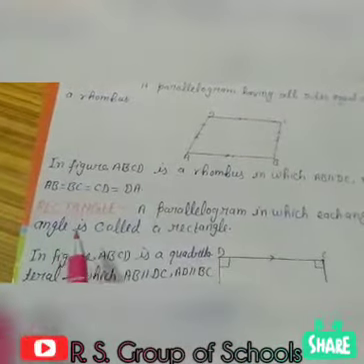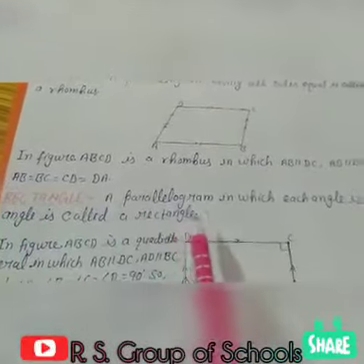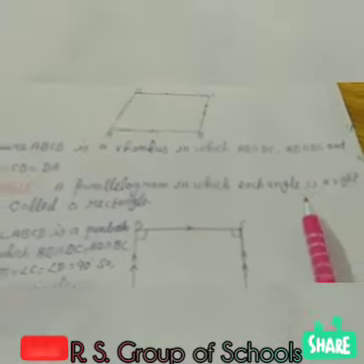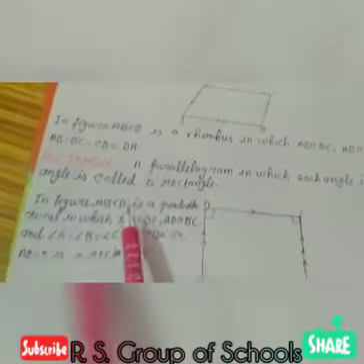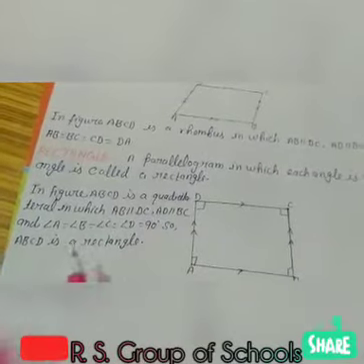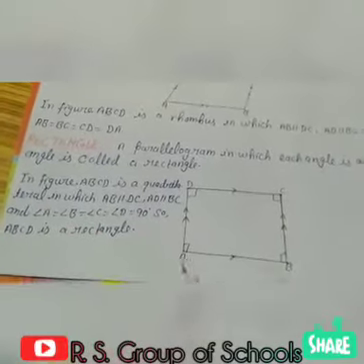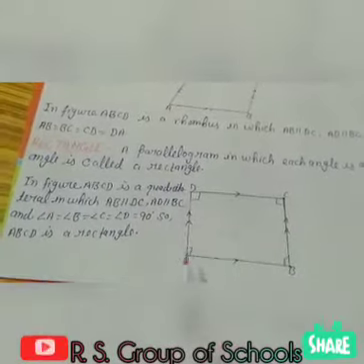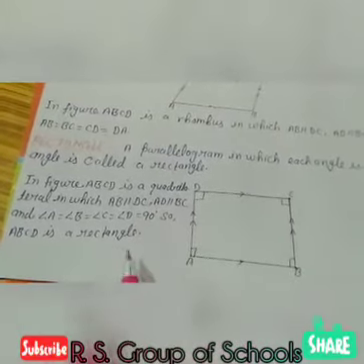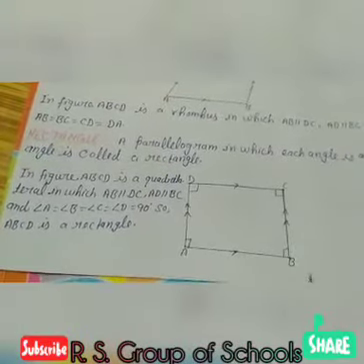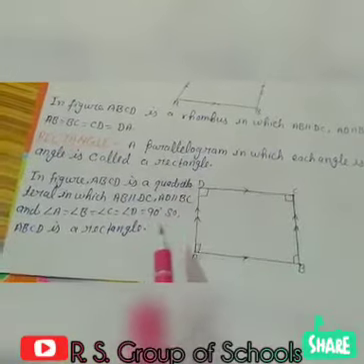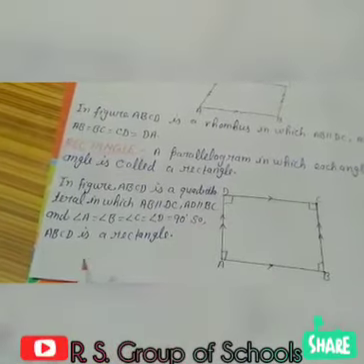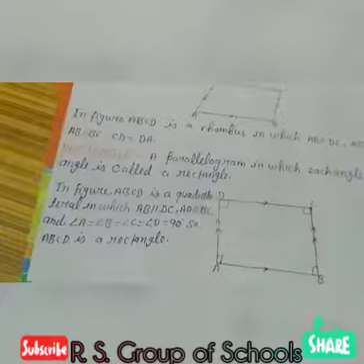Now we discuss the rectangle. A parallelogram in which each angle is a right angle is called a rectangle. In the figure, ABCD is a quadrilateral in which AB is parallel to DC and AD is parallel to BC, and angle A equals angle B equals angle C equals angle D equals 90 degrees. So ABCD is a rectangle.